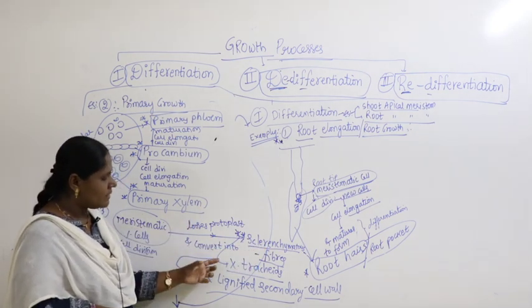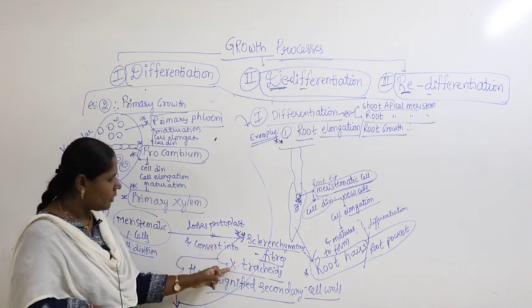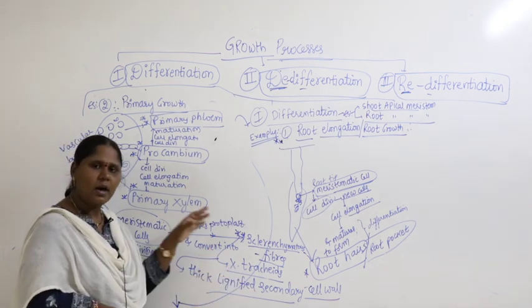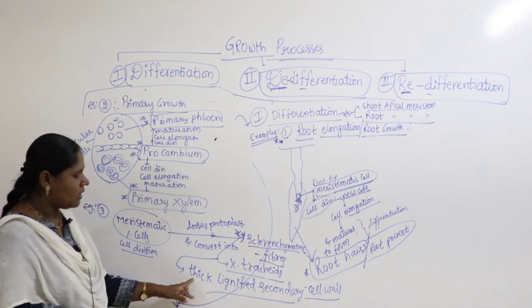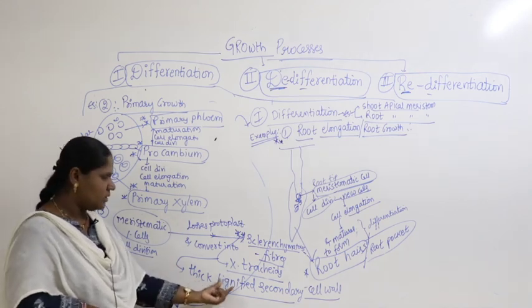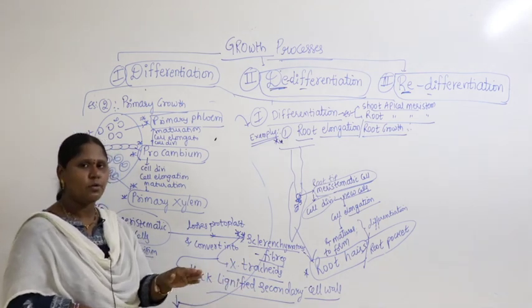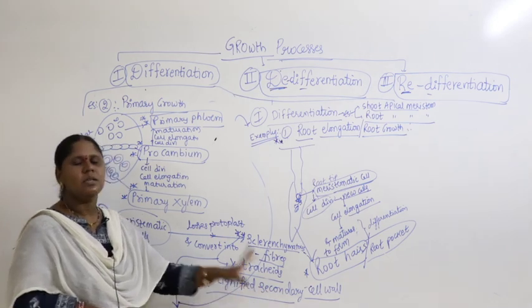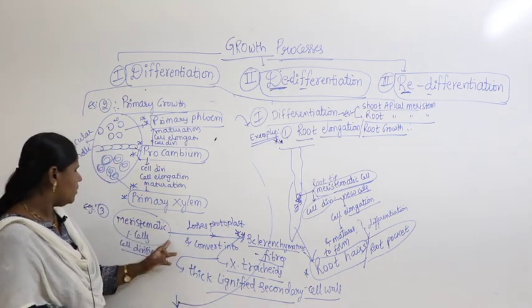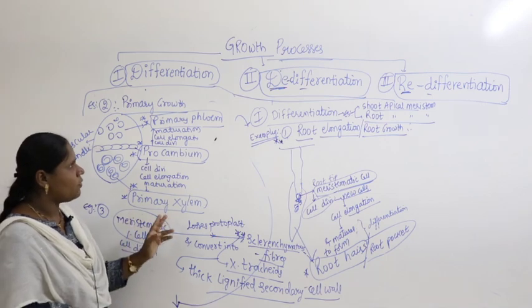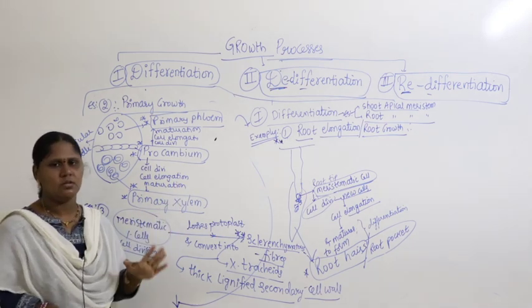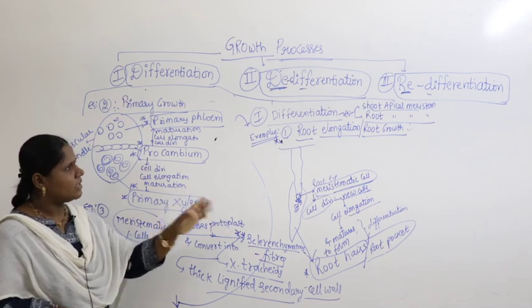Some meristematic cells, after losing protoplast, may convert into sclerenchymatous fibers. Some more structurally and functionally develop into xylem tracheids, and some more become thick and deposit lignin, mainly contributing to the formation of the secondary cell wall. So, these are all examples of what? Differentiation.